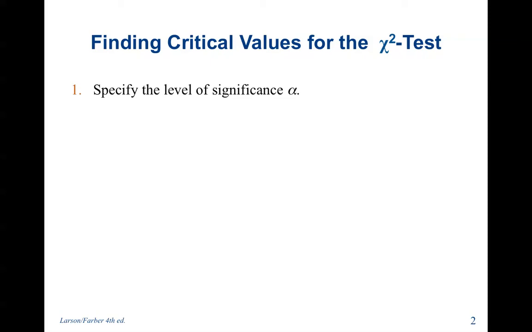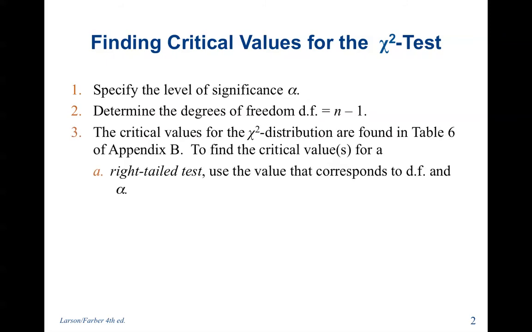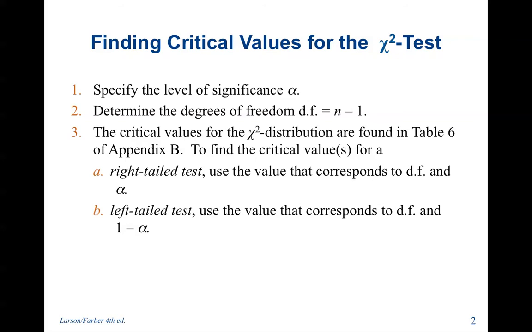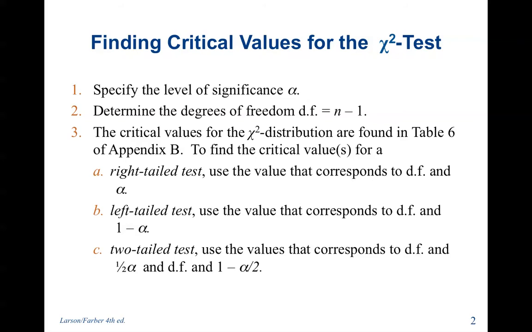First, specify the level of significance. 2, determine the degrees of freedom, which is n-1. 3, the critical values for the chi-squared distribution are found in Table 6, or we can use Excel and use the following guidelines for a right-tailed test, left-tailed test, and a two-tailed test.